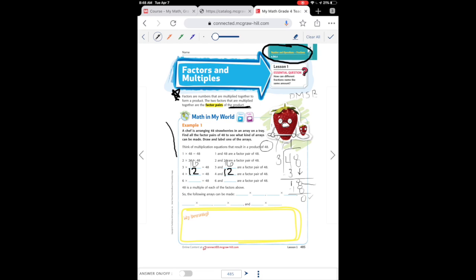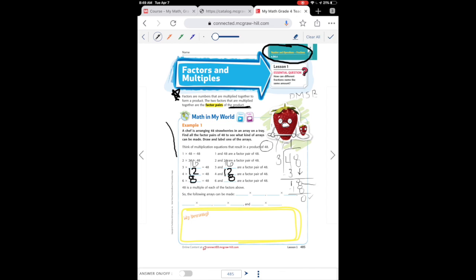Did you come up with anything? 8. 6 times 8 equals 48. So 6 and 8 are a factor pair of 48. 48 is a multiple of each of the factors above. That means if I count by 1, 2, 3, 4, 6, 8, 12, 16, 24, or 48, if I skip count by those numbers, at some point I will say 48.